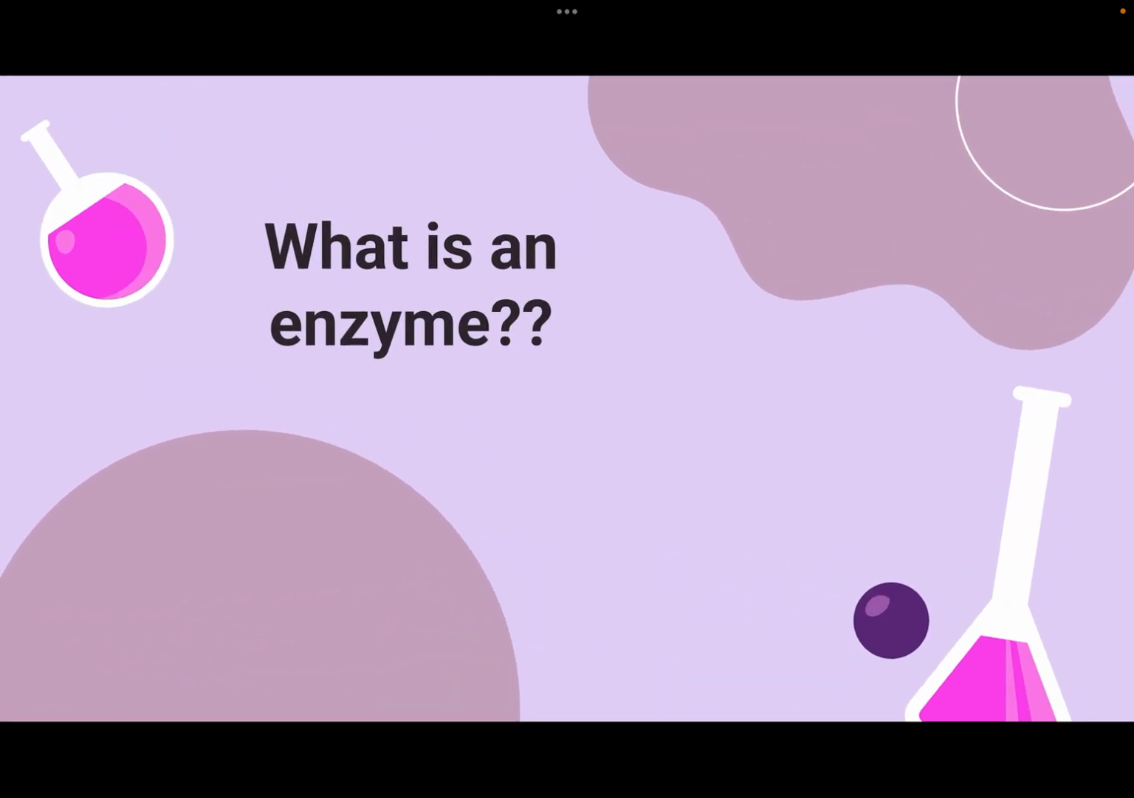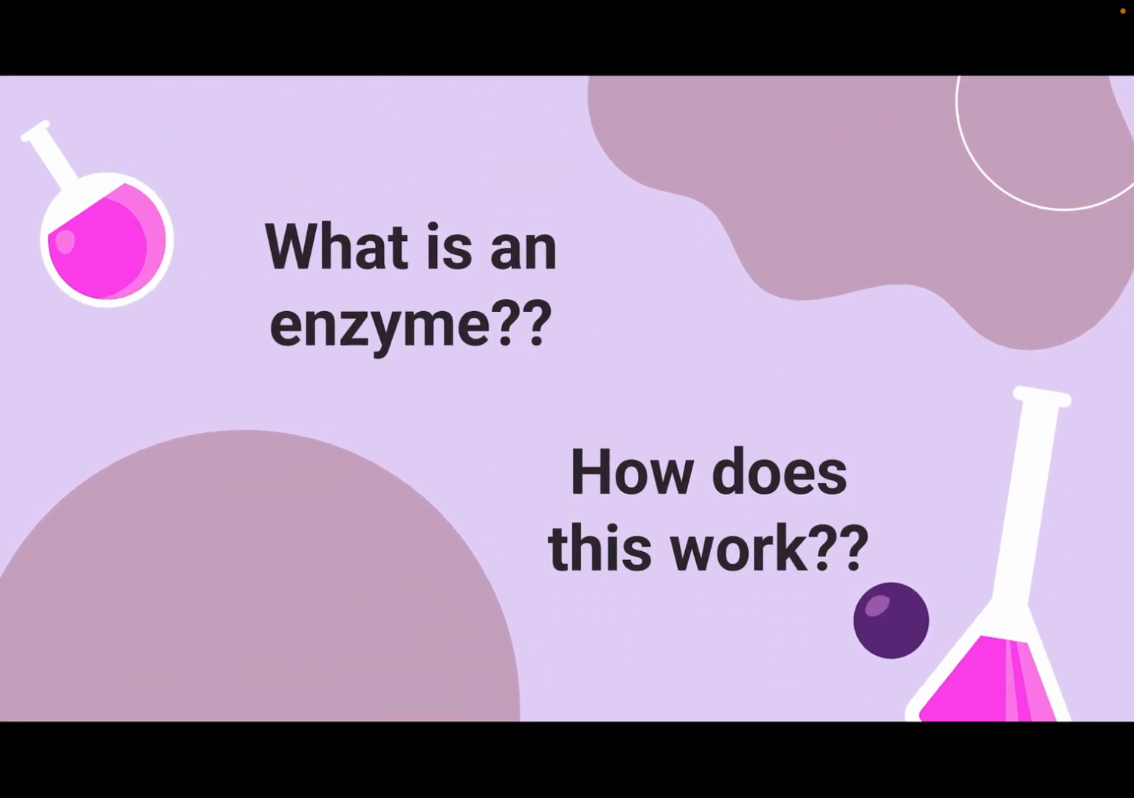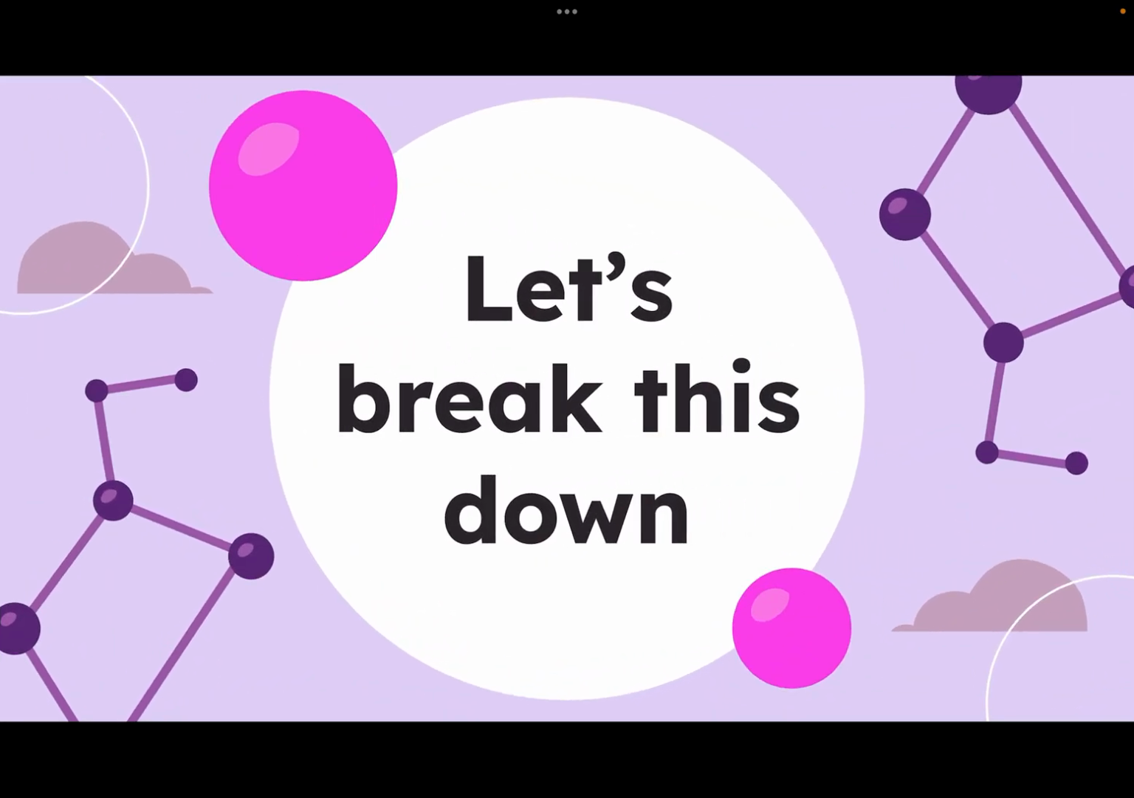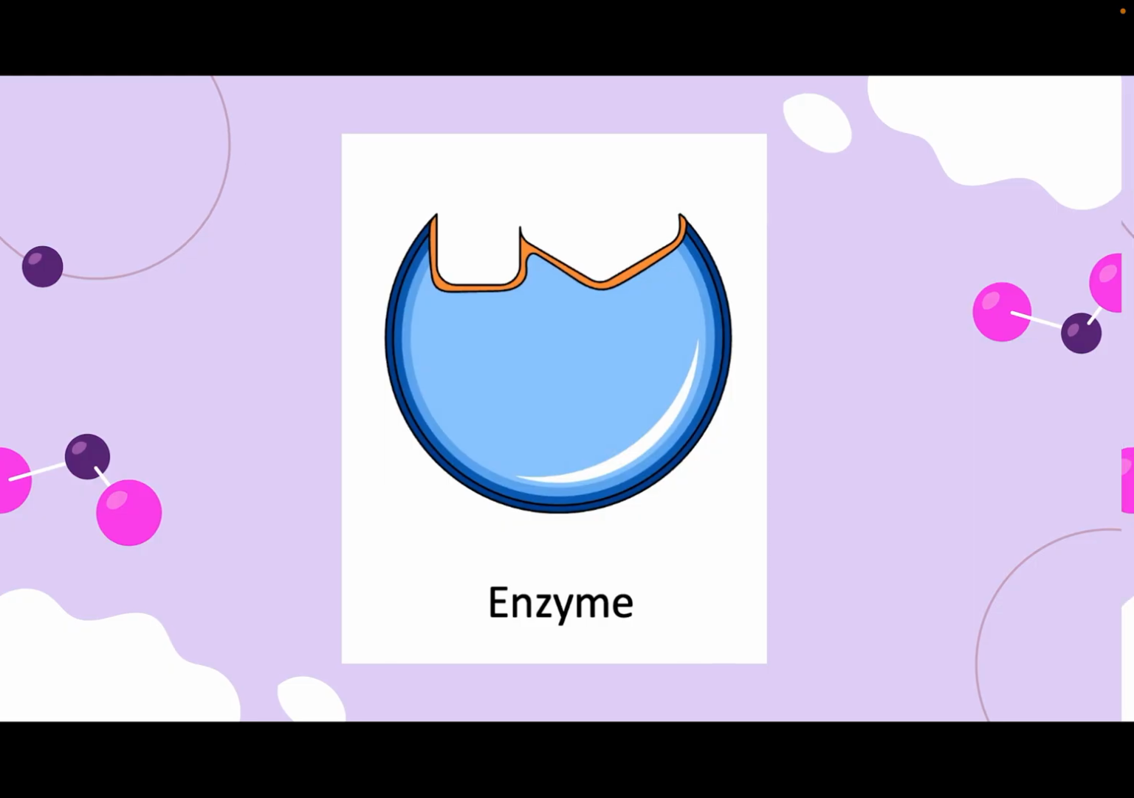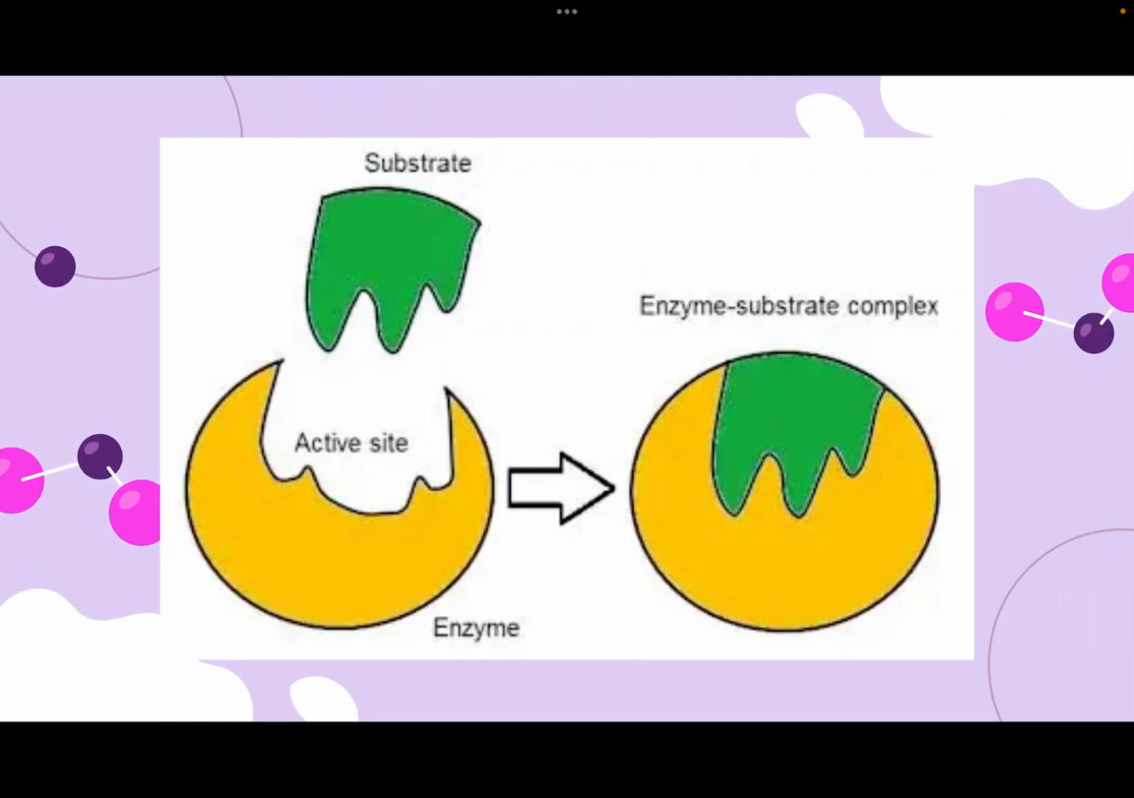Okay, but what is an enzyme? How does this work? Let's break that down. An enzyme is a protein that acts as a catalyst, so it helps speed up chemical reactions without being consumed in the process. All enzymes need to bind to a substrate's active site to become active.